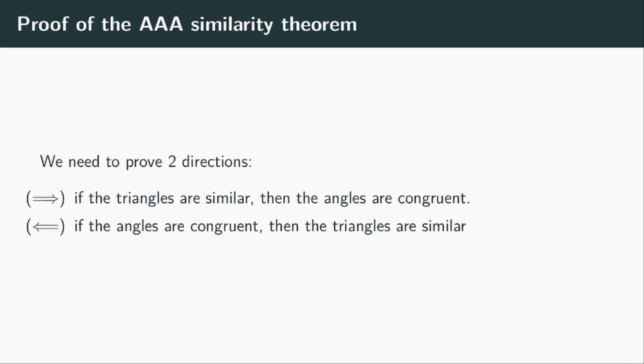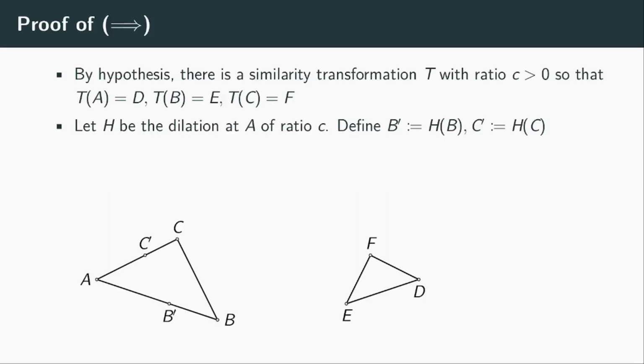This is an if and only if statement, so we need to prove two directions. We have a forward implication, so we assume that the triangles are similar, and then we want to conclude that the angles are congruent. And then the other direction is we assume the angles are congruent, and then from that we want to conclude that the triangles are similar. And as we should recall, we say the triangles are similar if there exists a similarity transformation that maps one of them to the other one. Okay, so let's start with the forward direction of this proof.